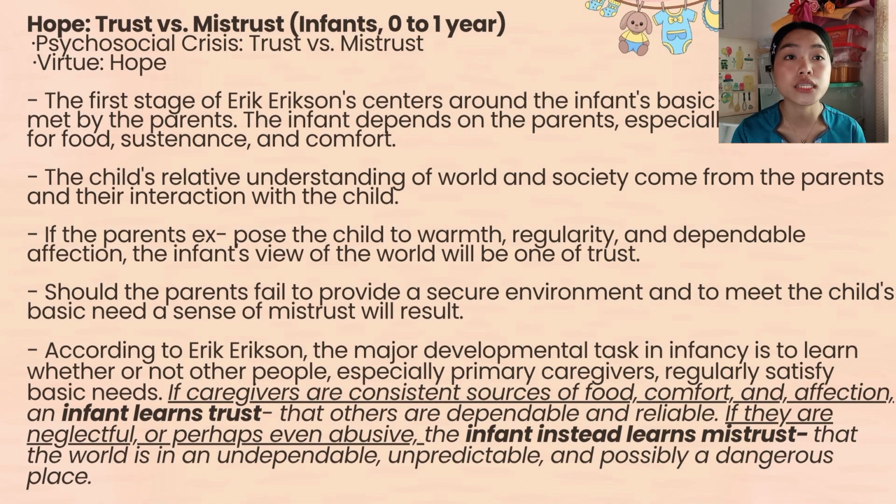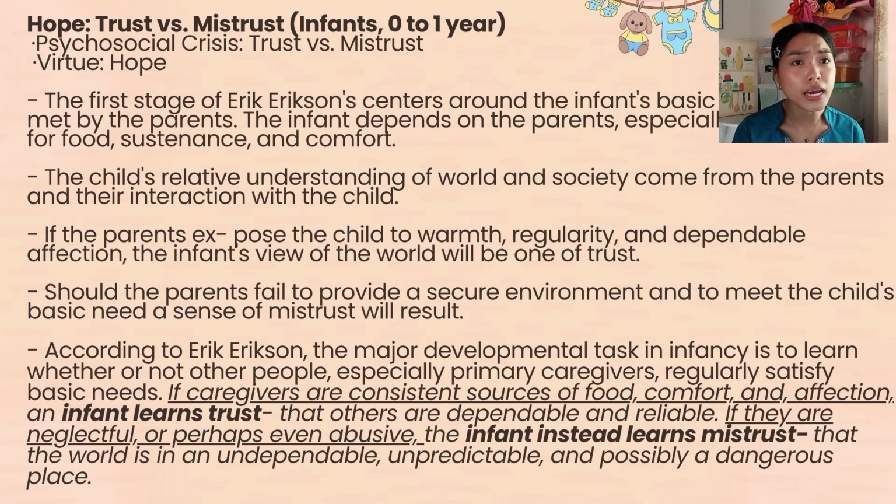So let's first tackle the hope, trust versus mistrust. So infants 0 to 1 year. So psychosocial crisis, trust versus mistrust. The virtue, hope. The first stage of Erik Erikson centers around the infant's basic needs being met by the parents. The infant depends on the parents, especially the mother, for food, sustenance, and comfort. So the child's relative understanding of world and society come from the parents and their interaction with the child. If the parents expose the child to warmth, regularity, and dependable affection, the infant's view of the world will be one of trust.